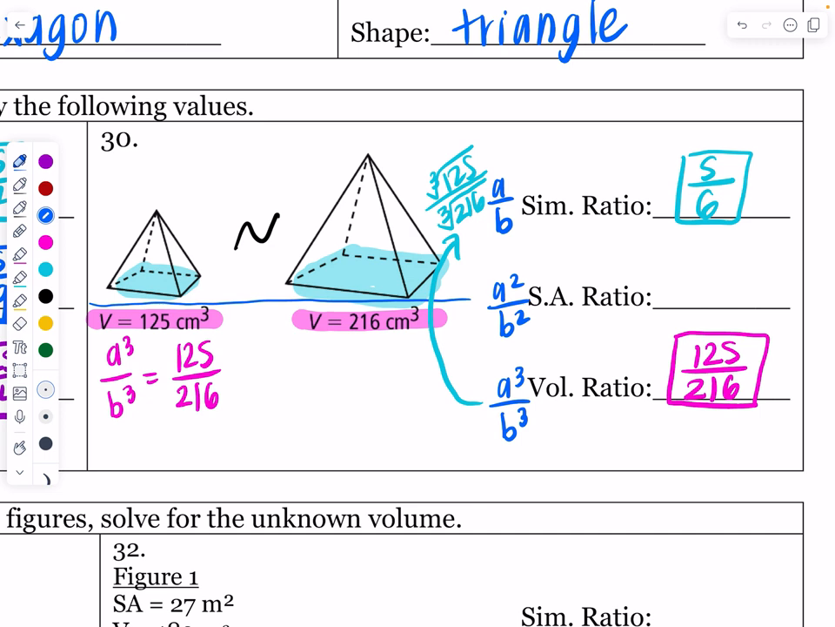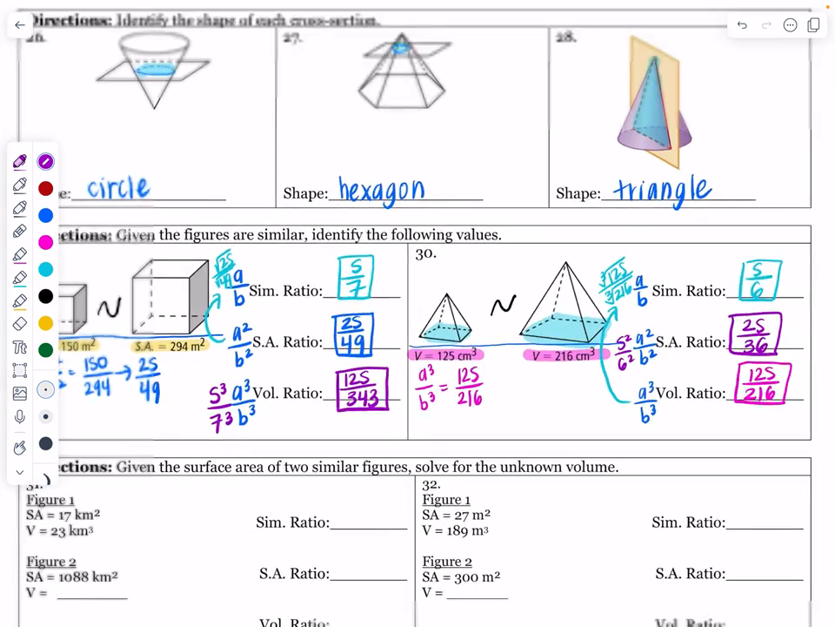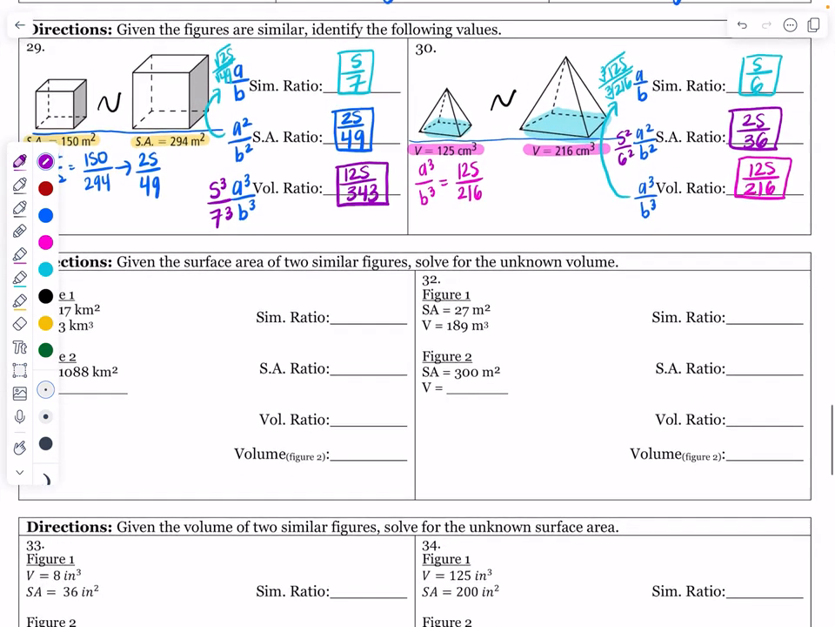So to find my surface area ratio, I'm just going to square both of those. That's going to be 5 squared over 6 squared. 5 squared is 25. 6 squared is 36. So then all three of these are filled in just like they asked me to identify. Okay? And then we have a few more problems.